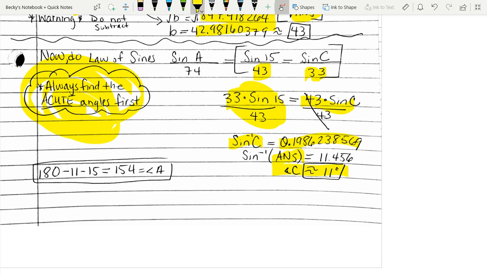Okay, so now we know two angles. To find the third angle, all you have to do is subtract from 180. 180 minus 11 minus 15 is 154. So this is how you find all the missing information when it's not a right triangle. If it's a right triangle, we use SOHCAHTOA.